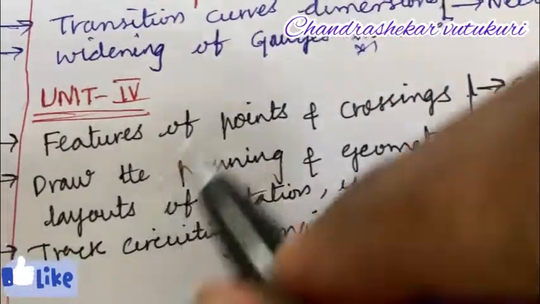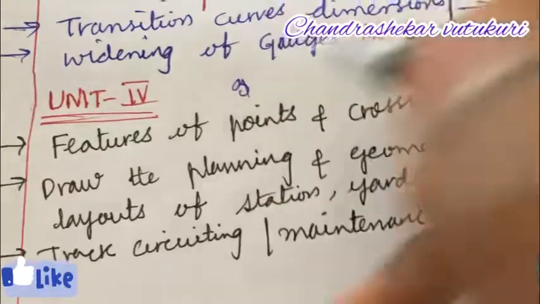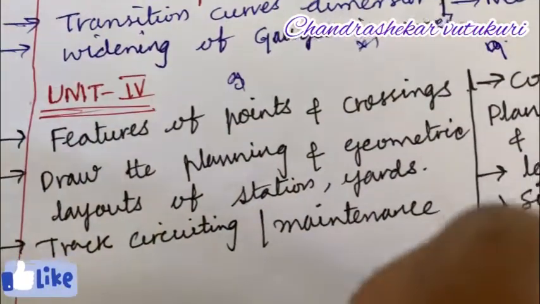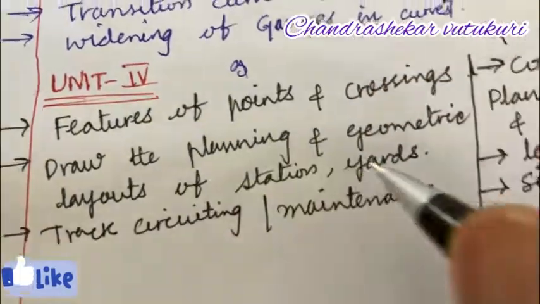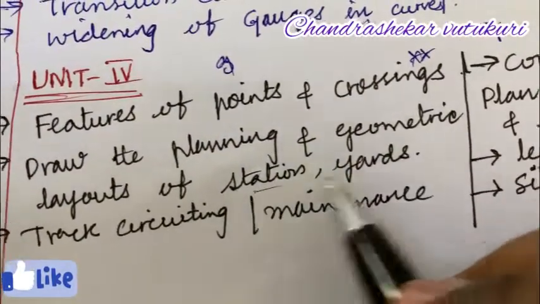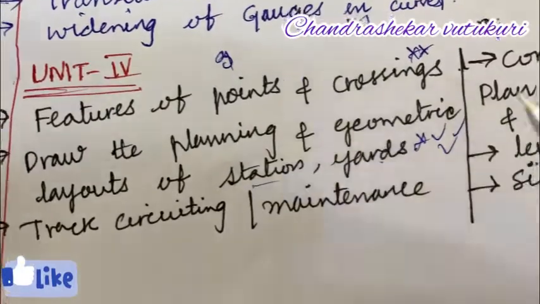Later I have come up with the 8th and 9th questions in your question paper, which are related to unit 4. Features of points and crossings is said to be the topmost question. Drawing the planning and geometric layout of stations and yards is said to be the short question this time.